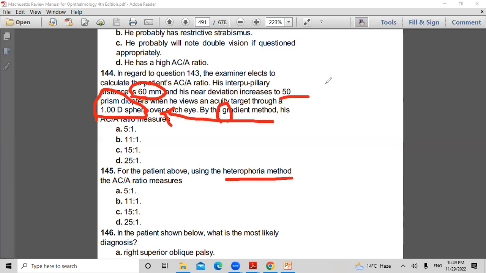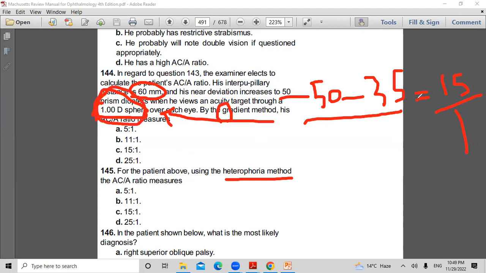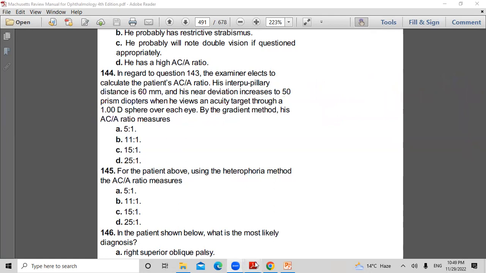So here you put 50 prism diopter minus how much at near. We said he has 35 at 20 centimeters, and you subtract it. Now it will equal 15. Then you divide it by 1, the lens or the diopter that you give to the patient. So mostly it's 15 over 1. Let me just check it again.